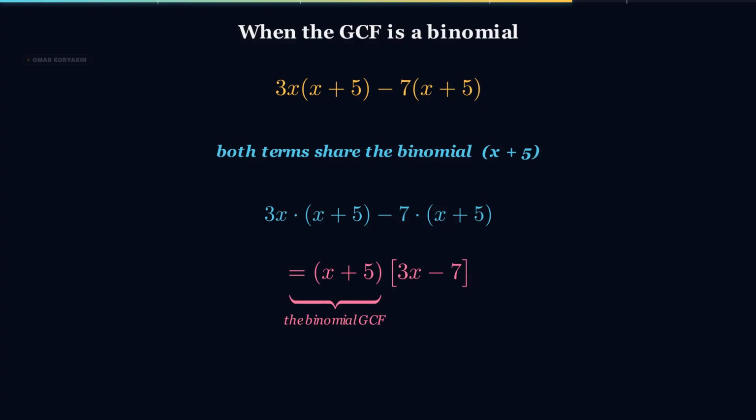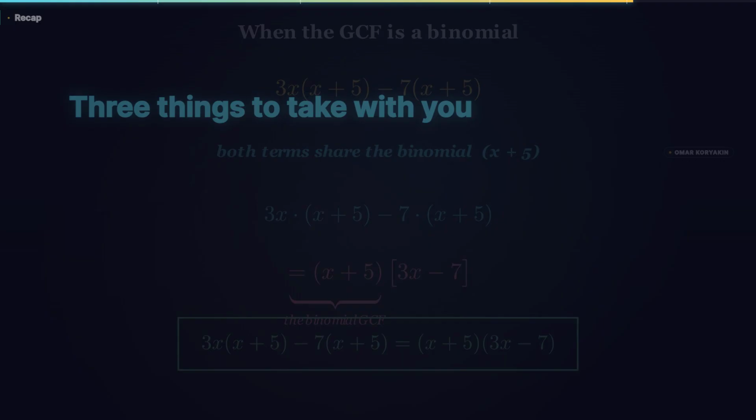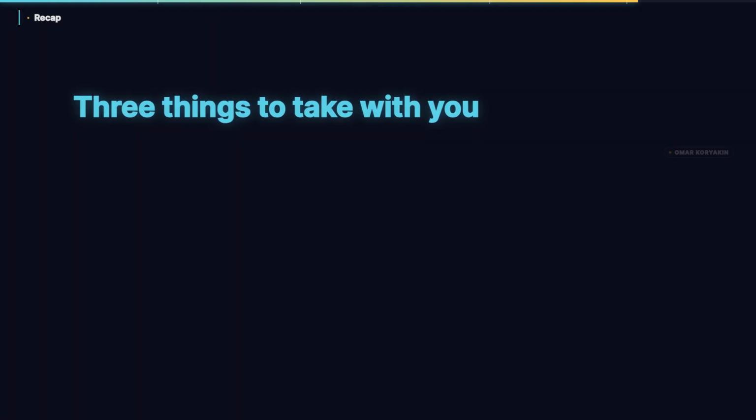Write x plus 5 outside the parentheses, and what remains inside is 3x minus 7, the two coefficients that were multiplying the binomial. The factoring step is just one move. The clean factored form is x plus 5 times 3x minus 7. This pattern is the heart of factoring by grouping, which is the very next lesson. When a 4-term polynomial splits into pairs and each pair shares a binomial, the pull-out step is exactly the move shown here. 3 takeaways close out the GCF lesson.